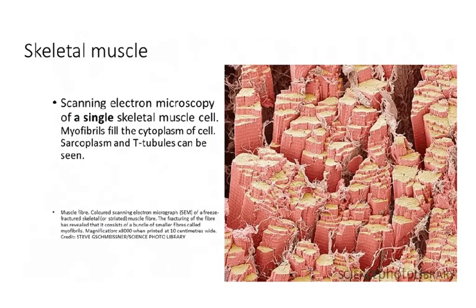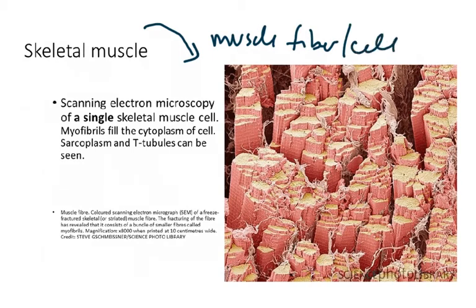Next, we're going to look more carefully inside a single muscle cell. In this picture, we're seeing the insides of a single muscle cell, and we've just renamed it a muscle fiber, which is another name for cell. This is a scanning electron microscopy, which is kind of the best microscopy we have to visualize things. Inside this muscle cell, we're able to see the myofibrils. Each of these are bundles of myofibrils, and inside here will be the individual myofilaments, the actin and myosin. And we're able to see around the outside what's called the sarcoplasm and T-tubules.